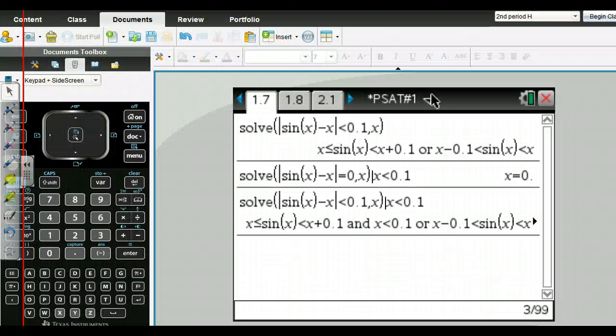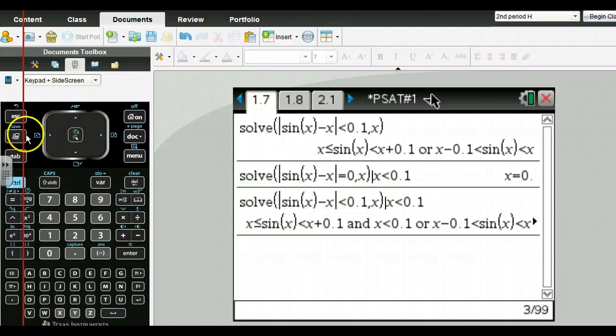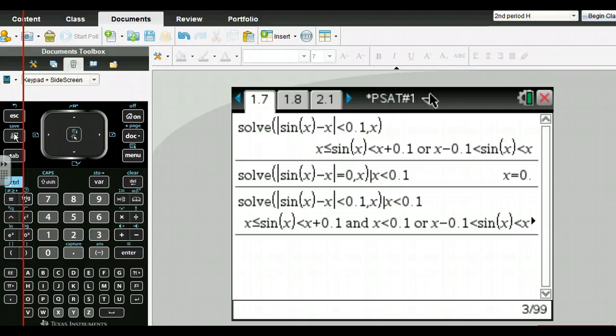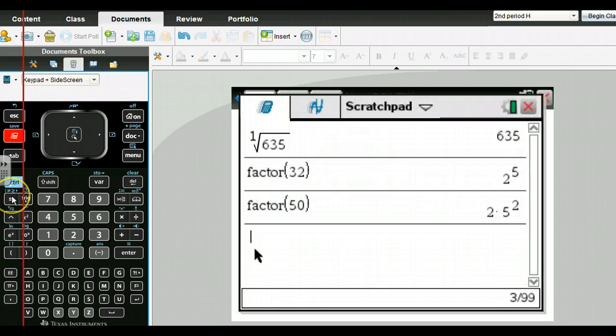So I'm okay with you using a calculator. If you hit your scratch pad button right there in the corner, right on your calculator page, just go ahead and type in square root.